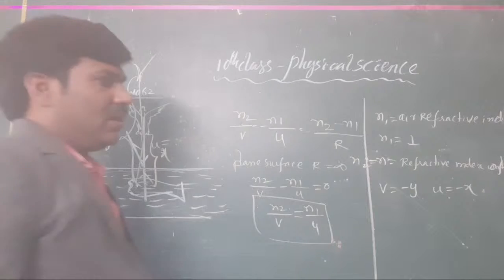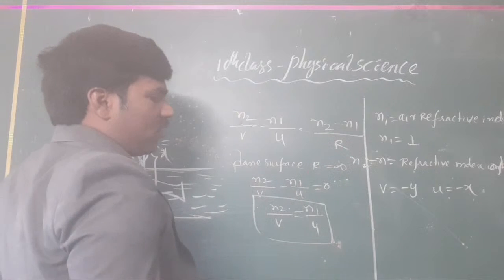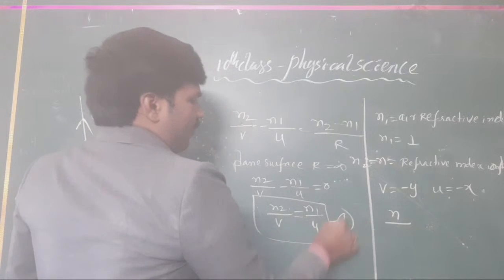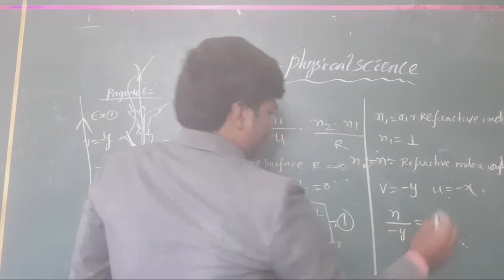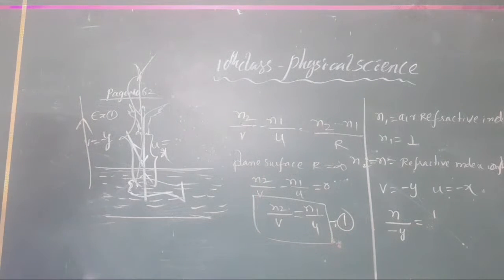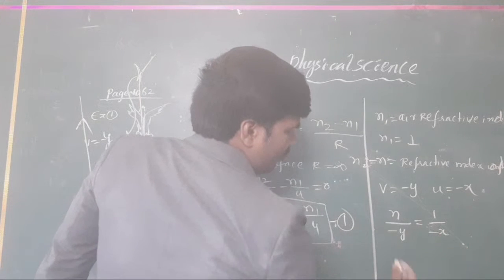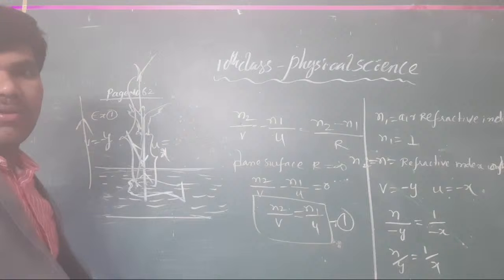Next, n2 is n and n1 is 1. All these values are substituted in equation 1. What will we get? n by minus y is equal to 1 by minus x. Now it is also written as n by y is equal to 1 by x. Okay, clear or not, all of you students?